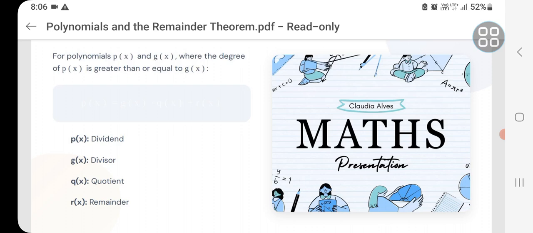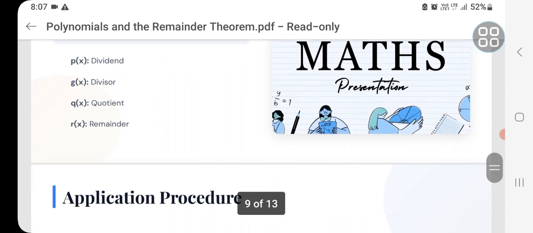Just imagine the g of x. G of x is nothing but 4x square plus 3x plus 1. So just compare the degree of both the terms. The degree of p of x will be greater than or equal to that of g of x. Then only we can divide p of x with the help of g of x. Okay, that's why I gave this example for you. Okay, you already know what is quotient and what is remainder.